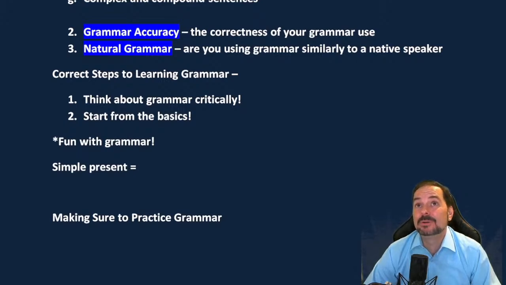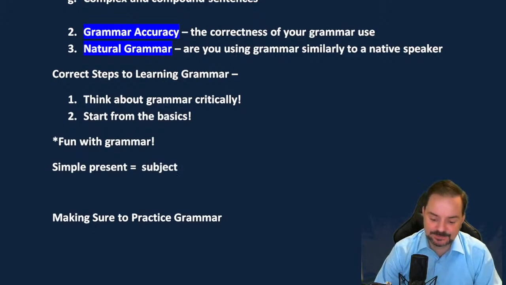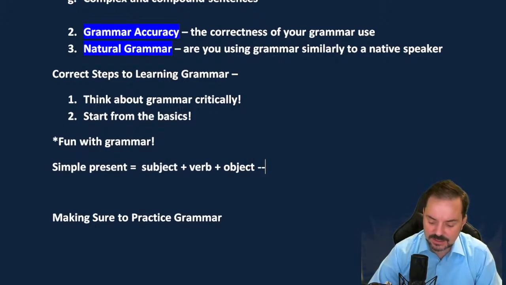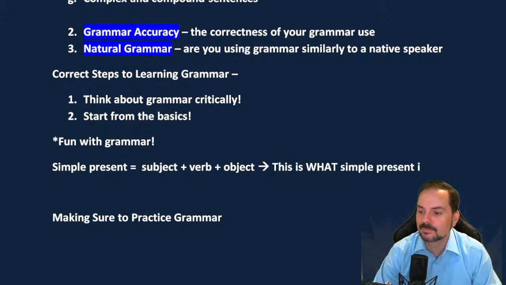Atharwa, I like an apple is actually not accurate, okay? Gusty says it's subject plus verb plus object. That's right. So it's subject plus verb plus object. Thank you for teaching me, everyone. That's great. Okay, so subject plus verb plus object. This is what grammar is. Okay, this is what simple present is.